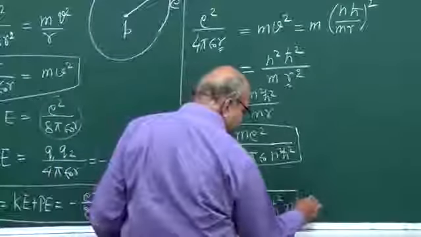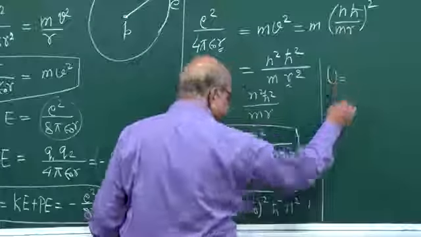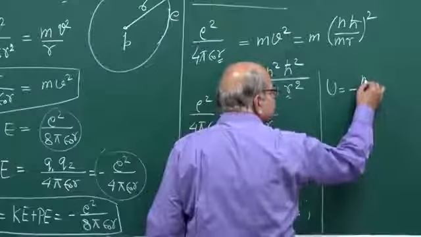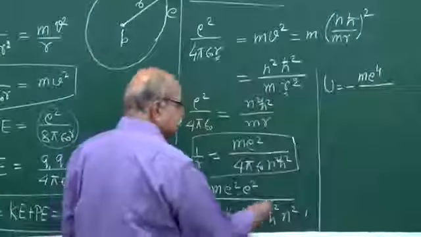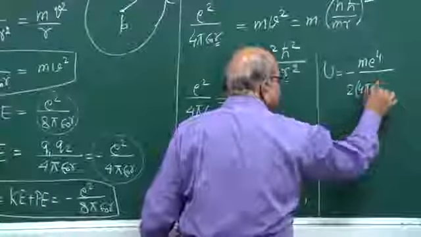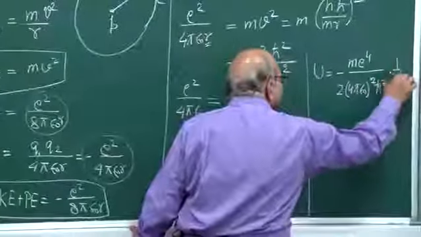So this expression is finally U equal to minus m e to the power 4 divided by 2 into 4 pi epsilon naught square h cross square, and then 1 over n square.